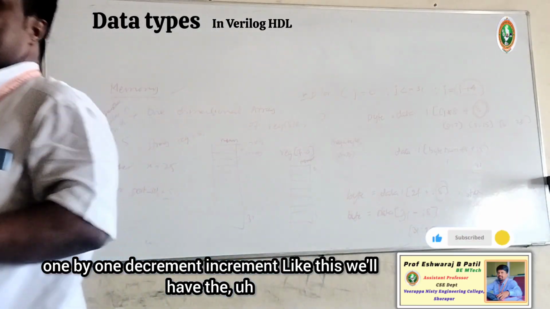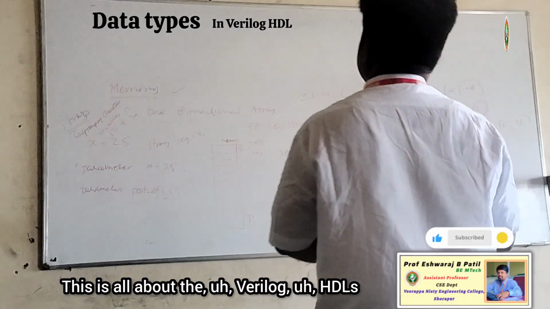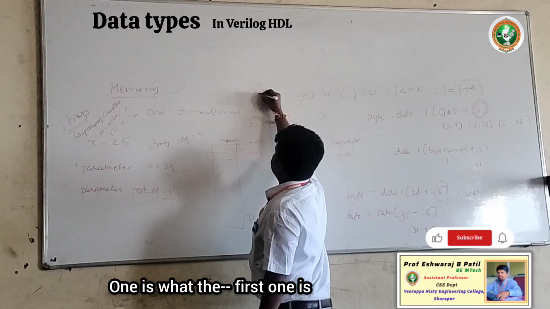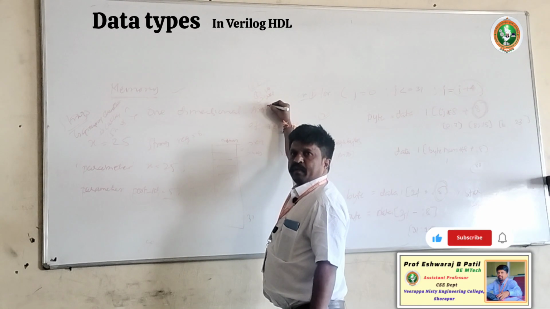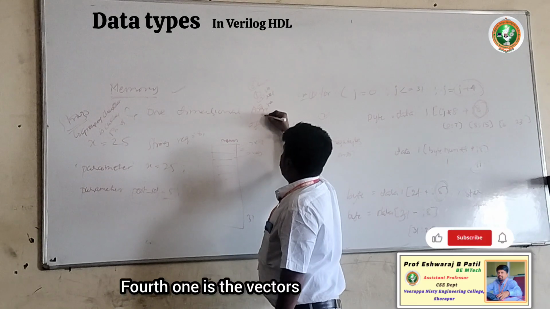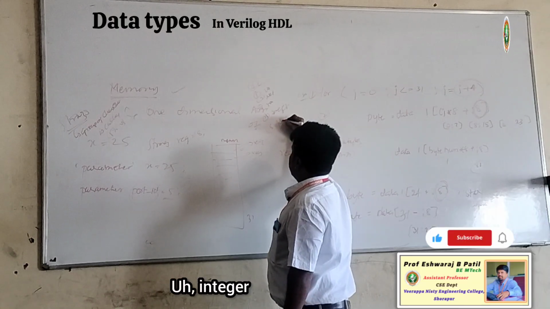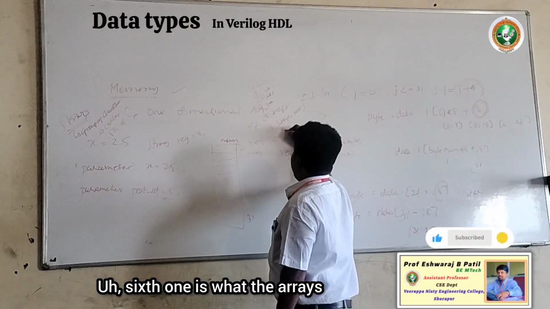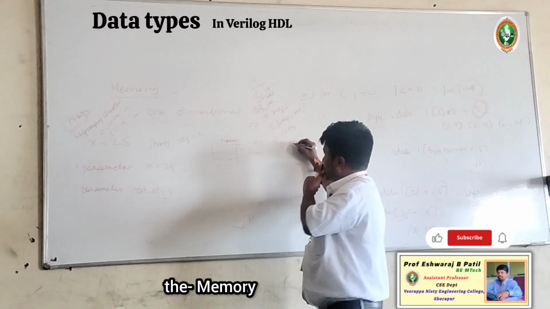Like this, this is also another type of parameter data type which is used in Verilog HDL. Okay, this is all about the Verilog HDL's data types. How many data types are there? 8 data types are there. The first one is the value set, another one is the nets, third one is the registers, fourth one is the vectors, fifth one is integer, real, time, like this. Sixth one is the arrays, seventh one is the memory.